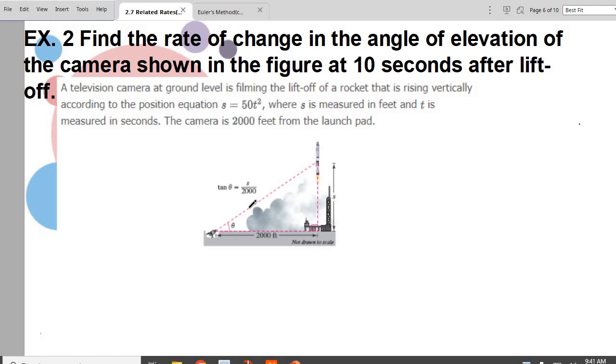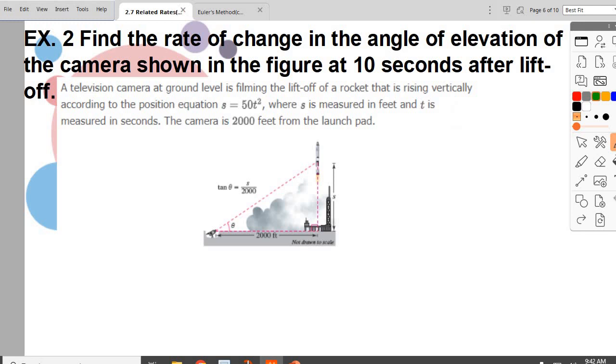So what's our first step when we're dealing with related rates? Picture. Which they were nice enough to draw for us. Cool. Next step, equation, which also they were nice enough to give to us, yeah? So what's our equation here? 50t squared. Be careful, because what are they asking us for the rate of change of? The angle of elevation. So I need to use the equation that has an angle in it, which is going to be our tangent.